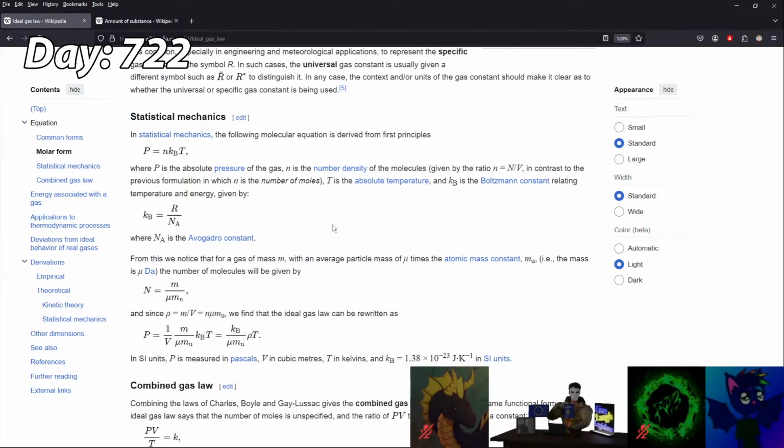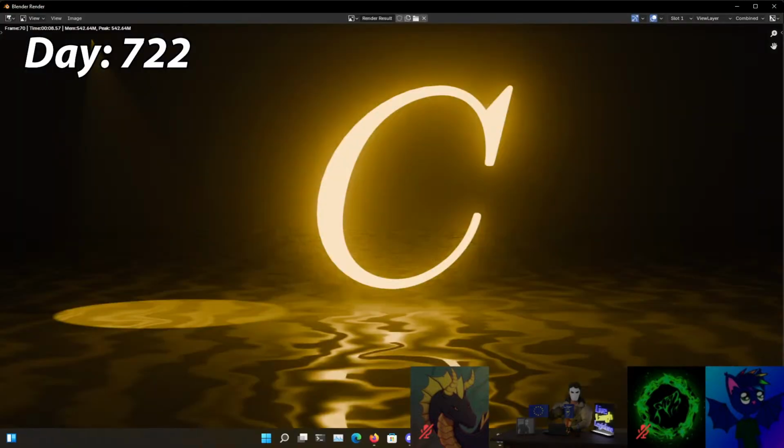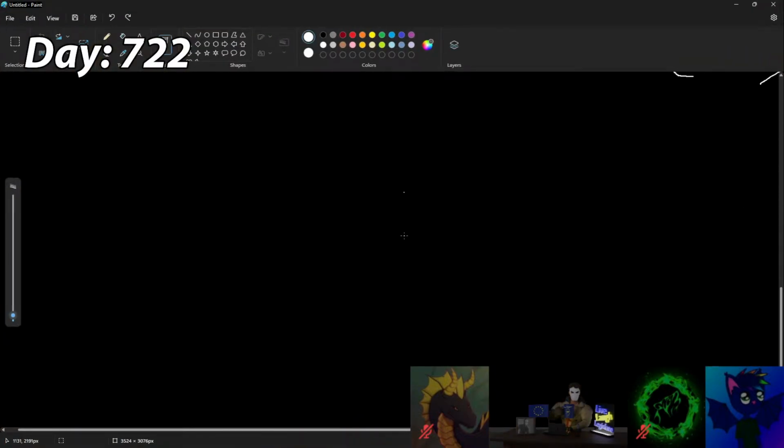Lowercase n in moles. Capital N is the amount of molecules in a gas. I'm sorry, if a capital N is the number of molecules in a gas, then what does lowercase n represent? I'm losing my mind. Timon, beside the argument, can you see why I'm losing my mind?